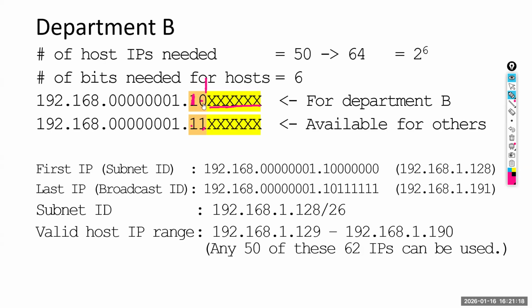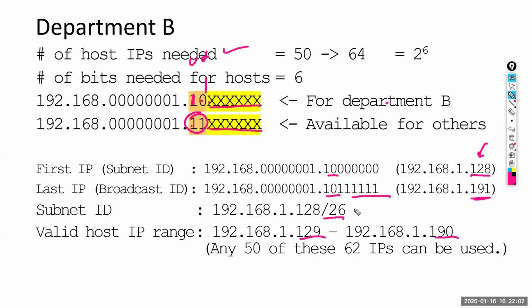So therefore we took one bit from that, that means 10, or you can take 11. Then 11 is still available for us because 0 is already used. Now 10 is used for Department B, and 11 is still available for other work. So what is the smallest IP address for Department B? 10 and all zeros, that is the subnet ID. The broadcast ID is 10 and all ones, so that will be 191.